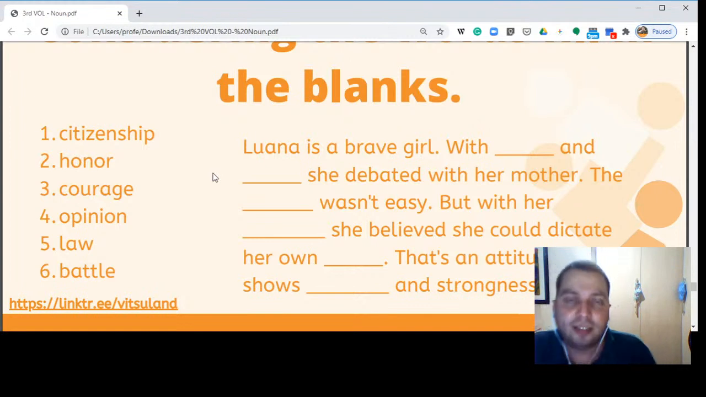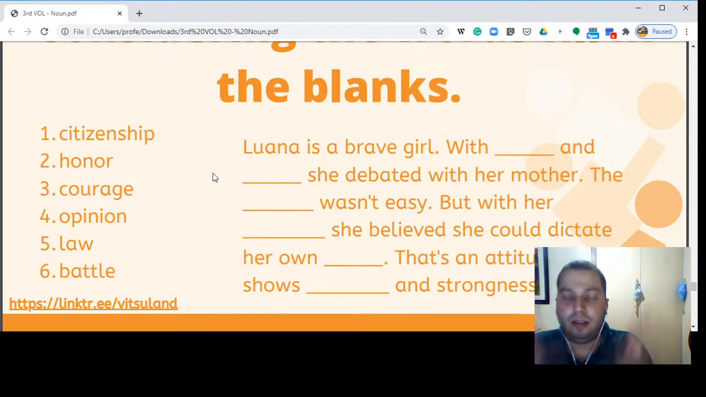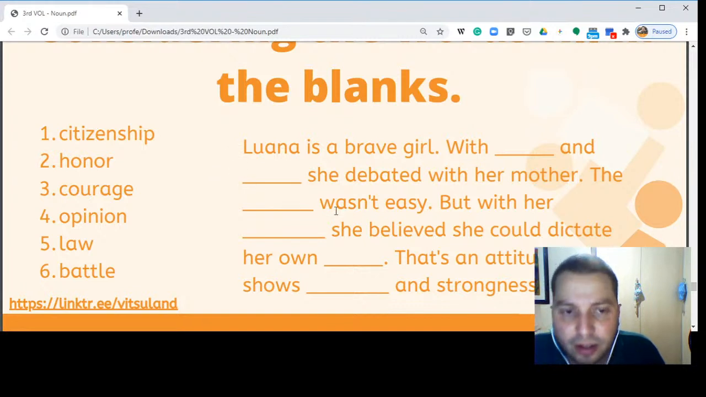We just have citizenship and strongness. The ability, the skill of being strong. Okay. So that's it related to nouns. I had to rush a little bit due to the problems, but that's it.